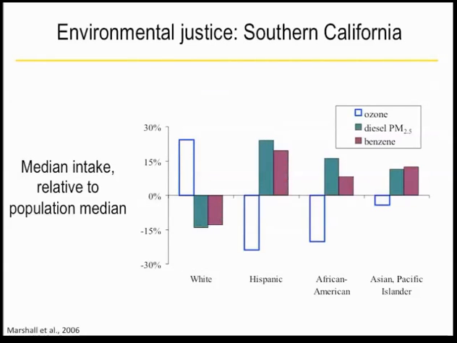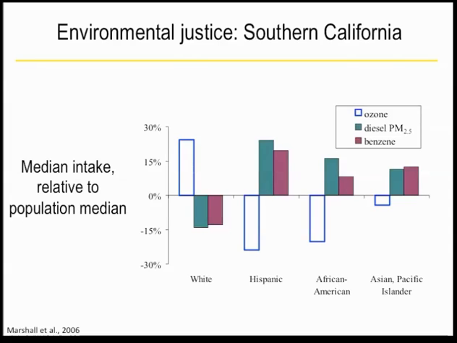And with that, let me turn to the third topic, which is environmental justice. I have 3 slides here. The first is showing some modeling work we did for Southern California. We're looking at exposures for 3 pollutants: ozone, diesel particles, and benzene, these 3 different bars, for whites, Hispanics, African Americans, and Asians and Pacific Islanders. And what you can see is that there are differences by pollutant and by subpopulation.